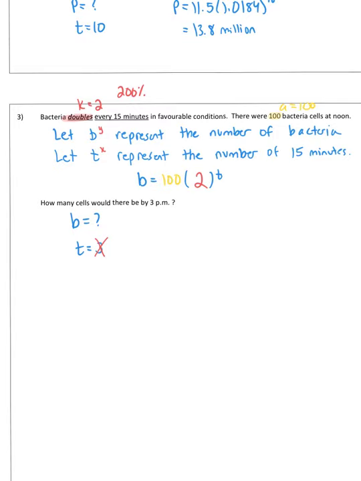So within 1 hour, there are four 15-minute blocks. So within 1 hour, the bacteria doubles 4 times. So within 3 hours, it is doubling 12 times. So now the equation will be B equals 100 times 2 to the exponent 12, and then put that into the calculator. So after 3 hours, or 12 doubling time periods, the bacteria will reach 409,600.